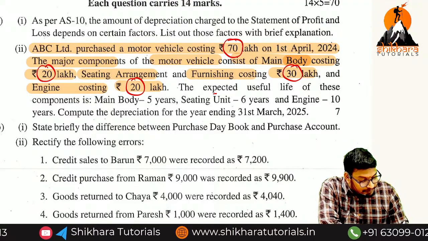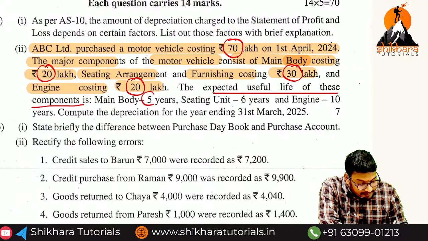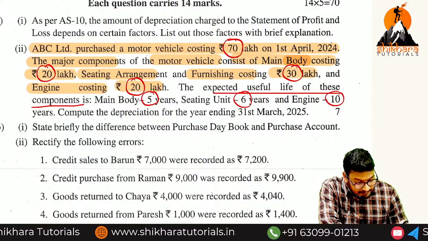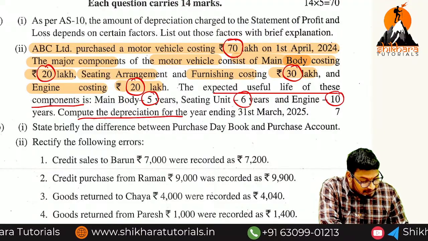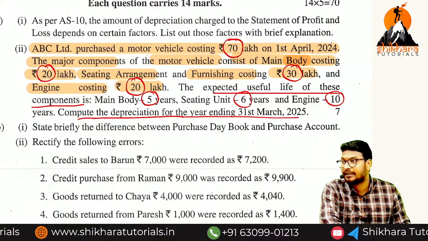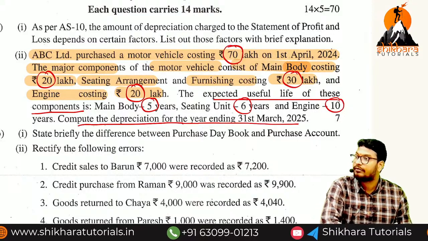What is the expected useful life? The expected useful life of these components: 5 years for the main body, 6 years for seating, and 10 years for the engine. Compute depreciation for the year ended 31st March 2025. The useful life is given. The life is also given. What is the concept?